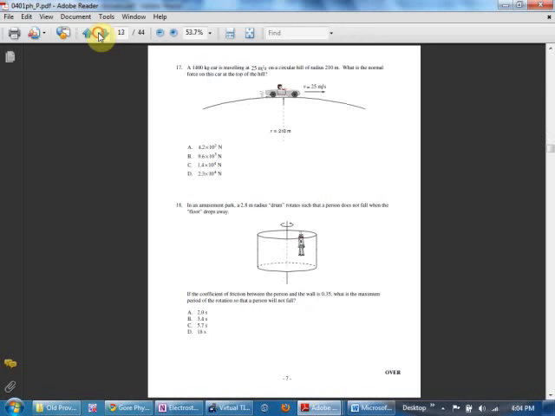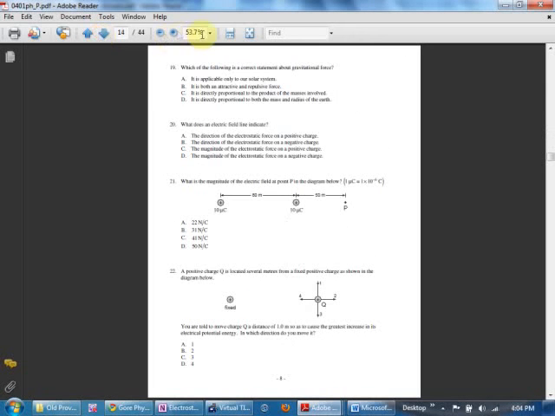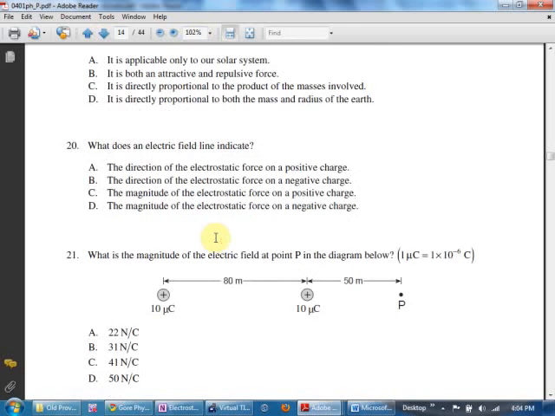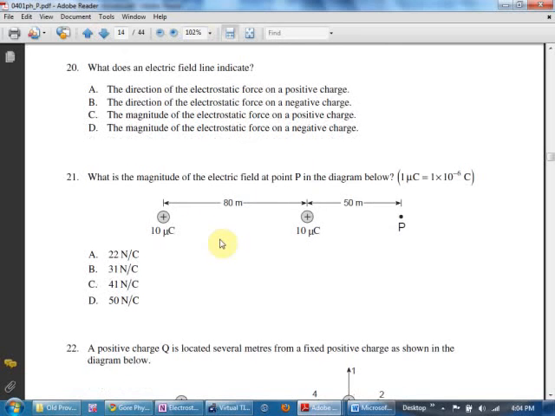Number 20. What's the answer? Read it. What does an electric field line indicate? What do you think the best answer there is?